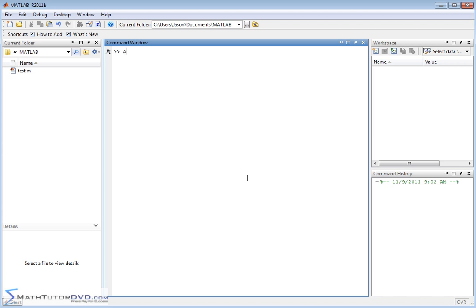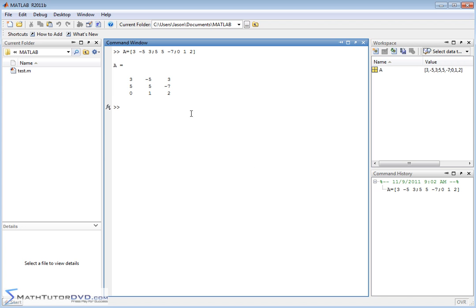Let me create a matrix called A, and I'll fill it with data as follows. 3, -5, 3, 5, 5, -7, 0, 1, 2. So I have a 3 by 3 matrix here called A.